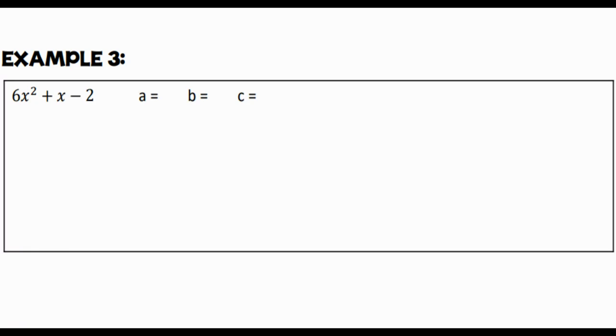So let's identify what our a, b, and c are. So we have 6x squared plus 1x minus 2. So my a is 6, my b is positive 1, and c is negative 2. So I need to do a times c. 6 times negative 2, which is going to give me negative 12. Remember, you're multiplying.